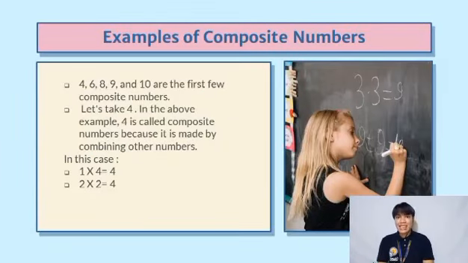4, 6, 8, 9, and 10 are the first few composite numbers. Let's take 4. In the above example, 4 is called a composite number because it is made by combining other numbers. In this case, 1 multiplied by 4 is 4 and 2 multiplied by 2 is 4.